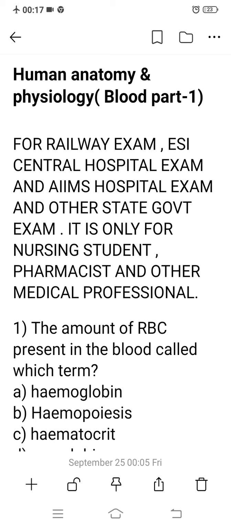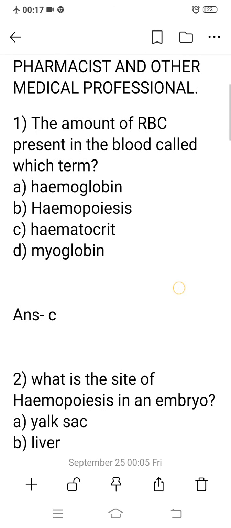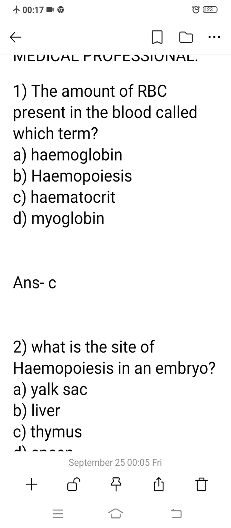So, generally, the first question is: the amount of RBC present in the blood is called which term? Option number A, hemoglobin. Option number B, haemopoiesis. Option number C, hematocrit. Option number D, myoglobin.